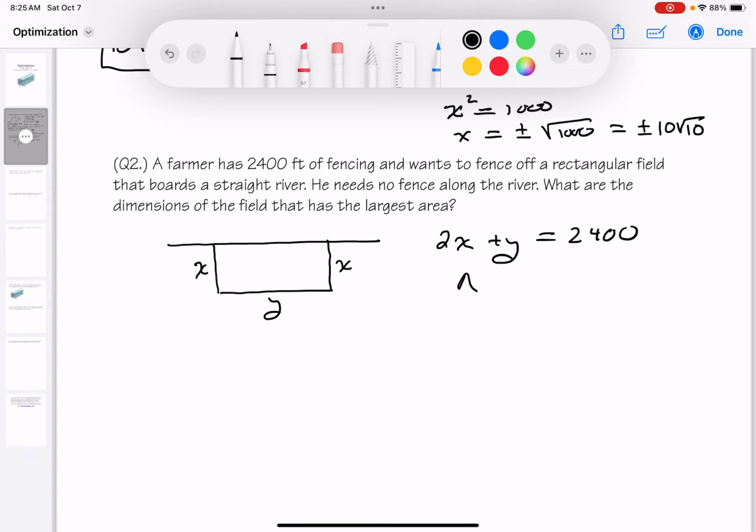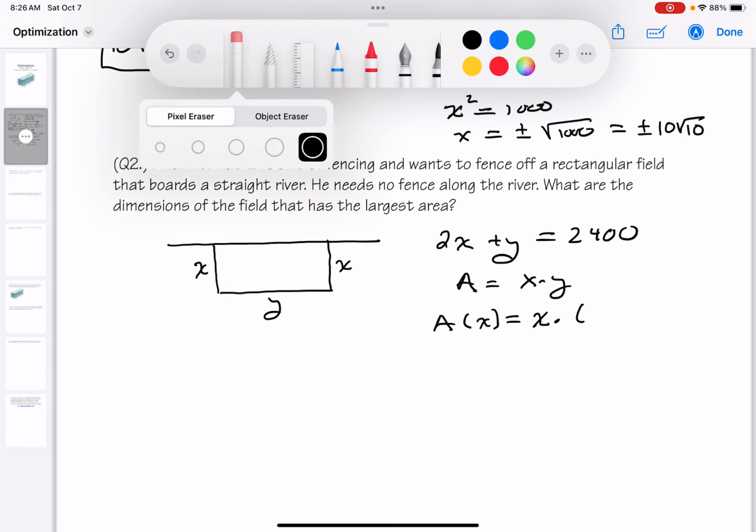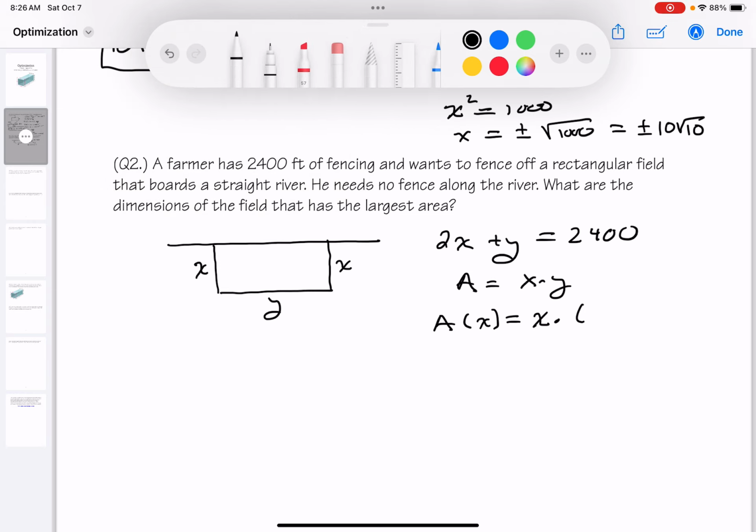The area is x times y. I want to write a function of one unknown, and that unknown I'm going to choose is x. What's y going to be? 2400 minus 2x, and that's what y is.